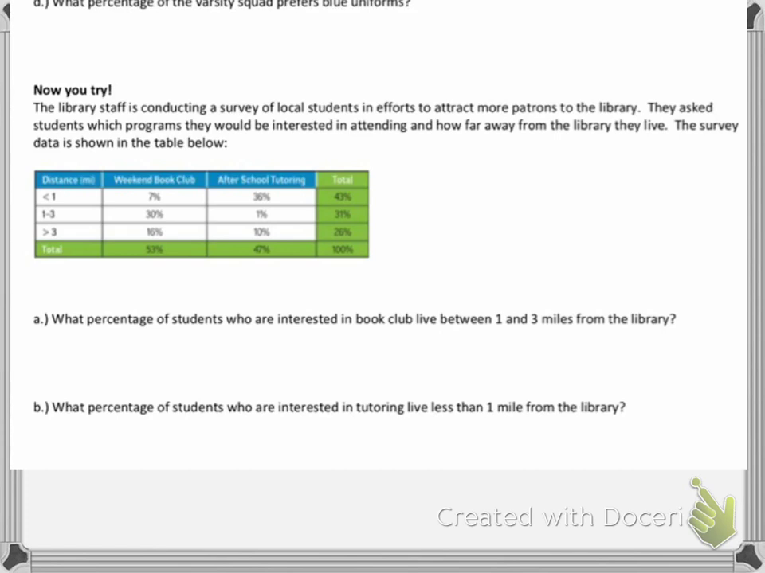So it says the library staff is conducting a survey of local students in efforts to attract more patrons to the library. They ask students which programs they would be interested in, either book club or after school tutoring. So question A says, what percentage of students who are interested in book club, so I'm going to be looking at this total, which is 53. So of that 53%, how many of them live between 1 and 3 miles? That is 30. So when I divide that and multiply it by 100, hopefully you got 60%.